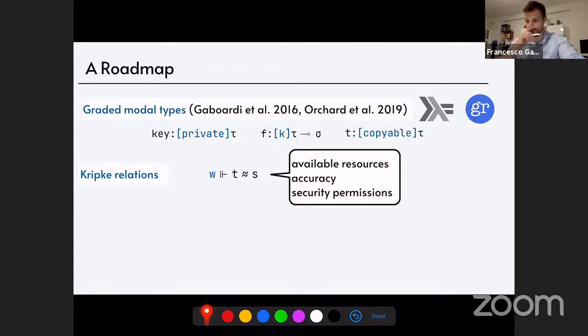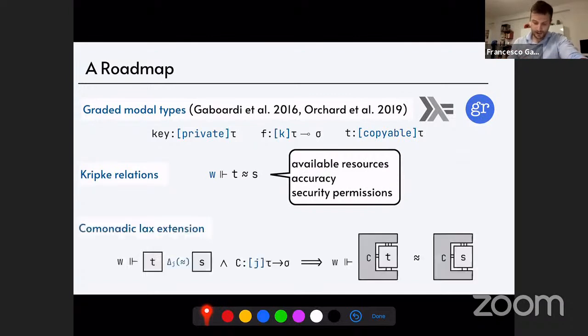So for instance, we may model different hardware systems by means of resources. We may model the accuracy of the observation. So now the possible worlds tell us whether two programs are equivalent, given that the observer has that accuracy in the observation or security permission.